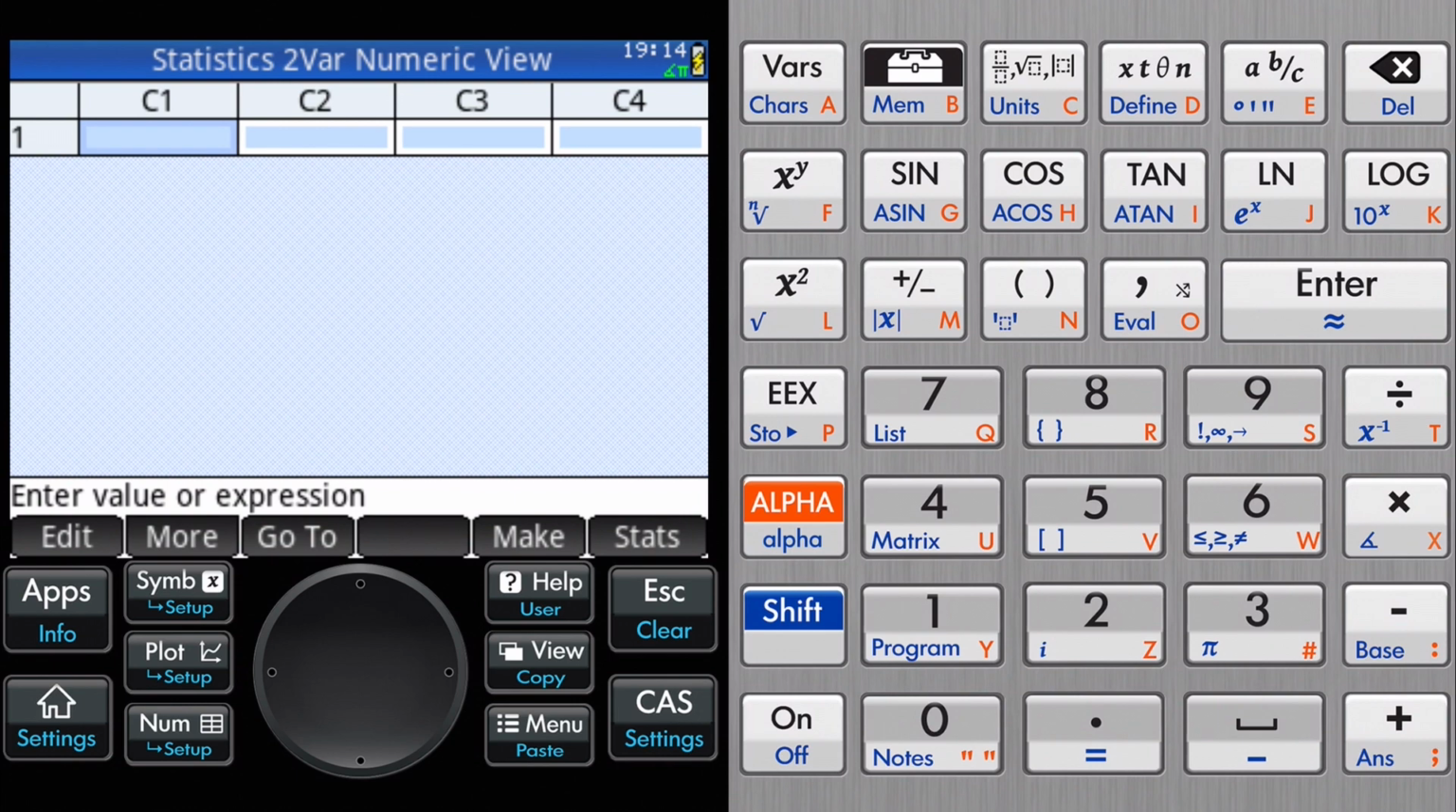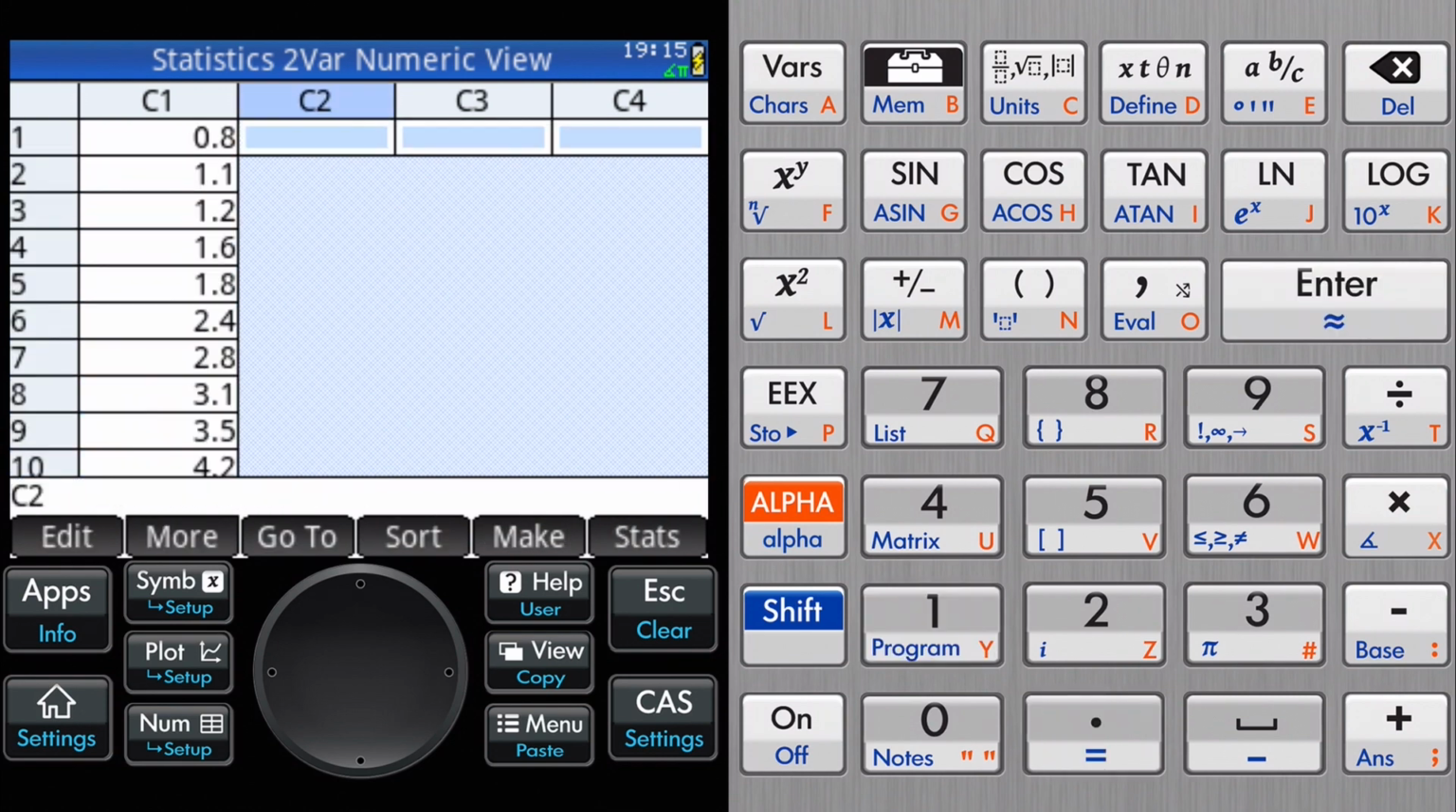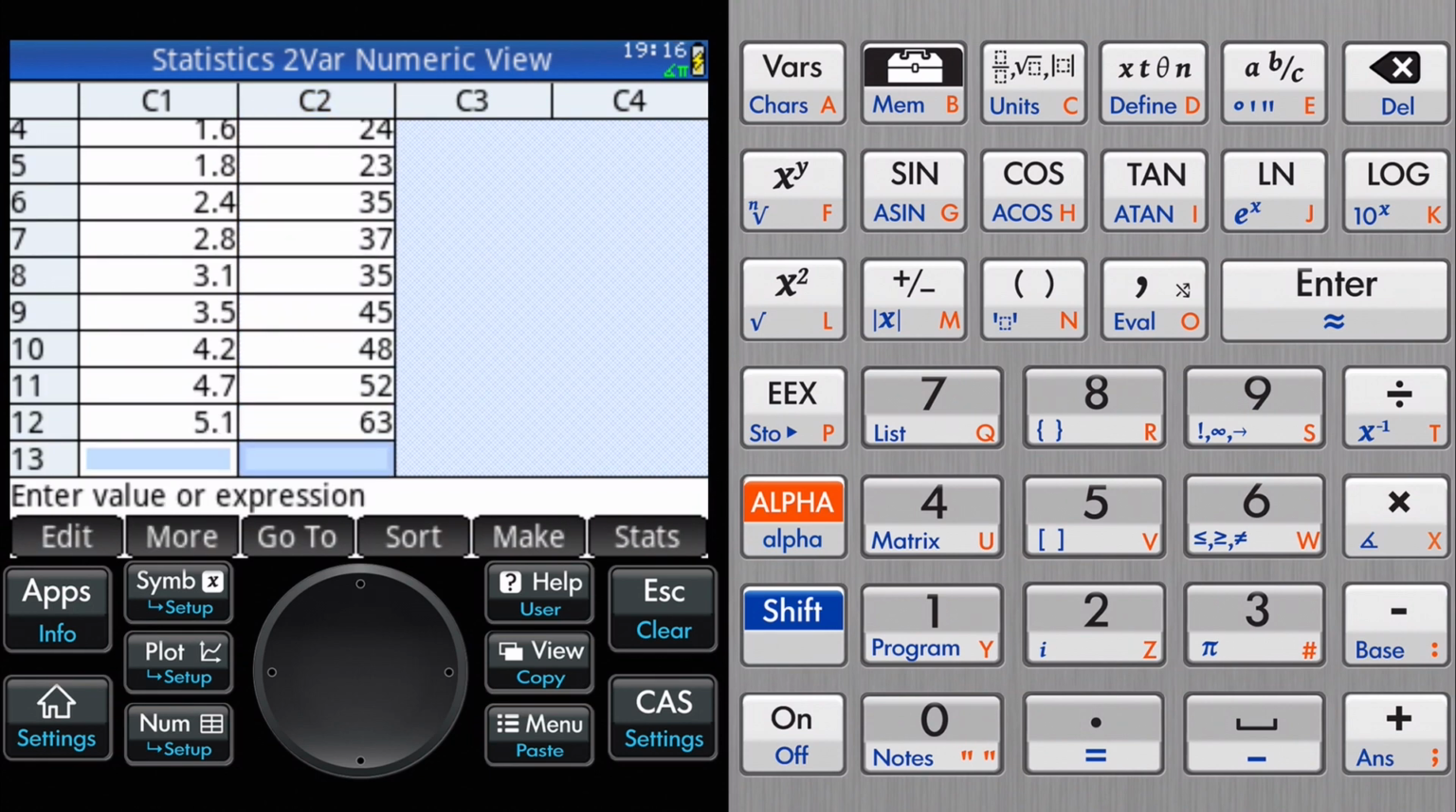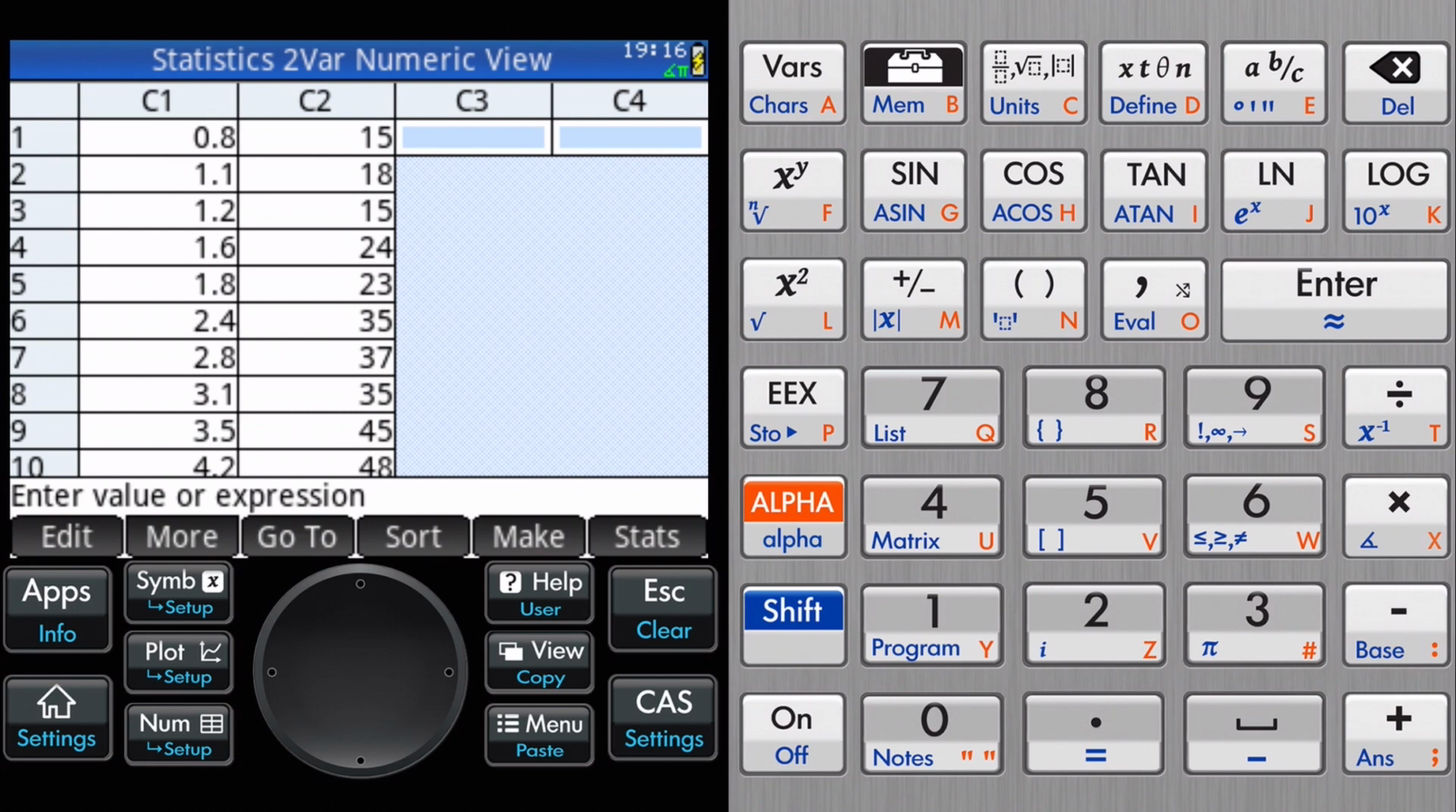In column 1, I'm going to put the distance, the x kilometres, and in C2 I'm going to put the time in minutes. So let's start with C1. It's 0.8, enter, 1.1, enter, and then in the second column, 18. So we've entered all of our numbers in columns 1 and 2. Column 1 being the distance, column 2 being the time.